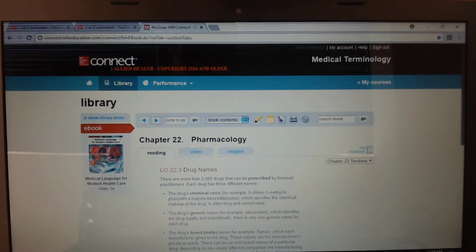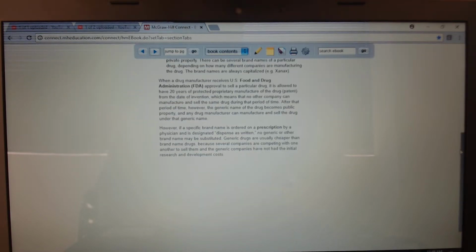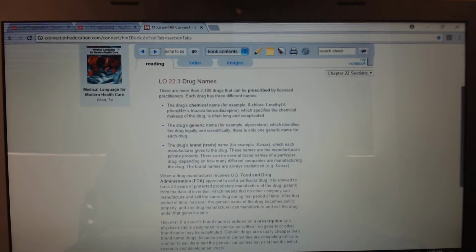Today I'd like to discuss pharmacology, and one of the first things that we have to talk about with pharmacology is the actual naming of drugs. There are more than 2,400 drugs that can be prescribed by licensed practitioners. We have the chemical name, the generic name, and the trade name.